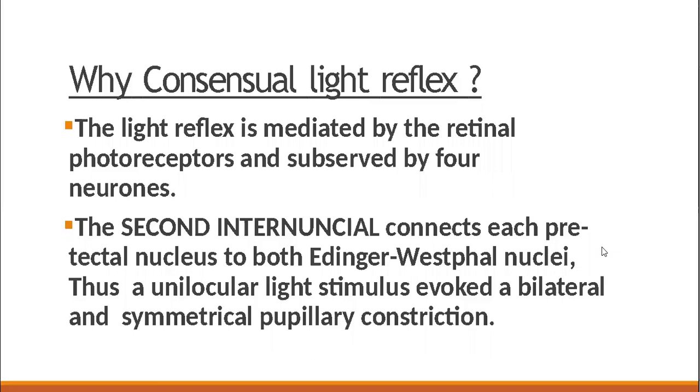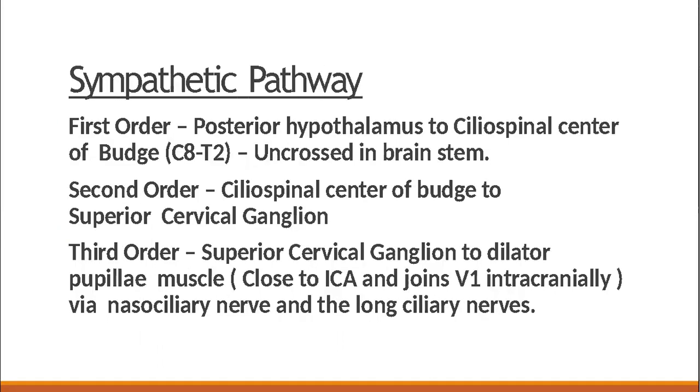So what happens in the consensual light reflex? I am shining light in the right eye and there is equal, simultaneous constriction of the left eye. That is the consensual light reflex, and the basic reason for this is the decussation, or bilateral innervation, from the pretectal nucleus to both Edinger-Westphal nuclei.